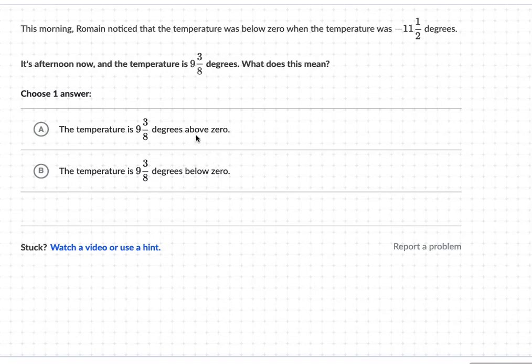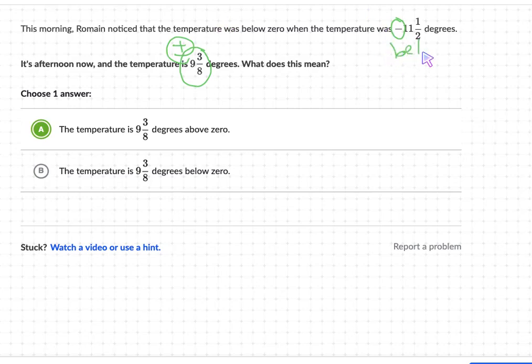All right, so we're either choosing above 0 or below 0. Which one would it be if it's 9 3/8 degrees? Well, we don't see a sign above it or in front of it, so we can assume it's positive. So it went from negative to positive. This positive either means above 0 or below 0. You should have chosen above 0 because negative means that it's below 0.